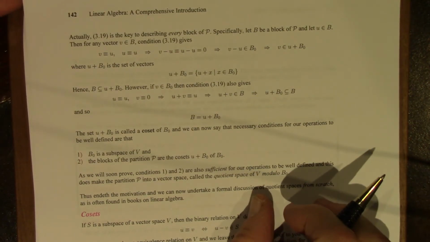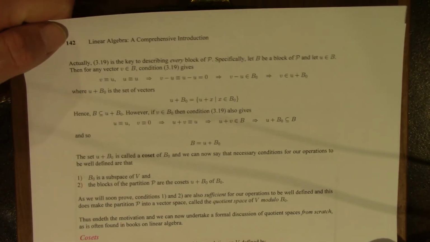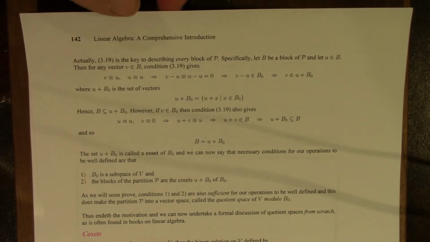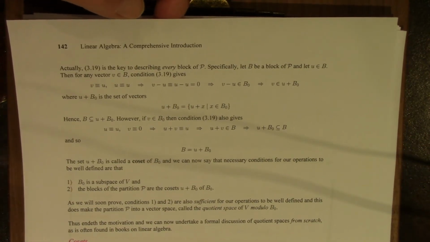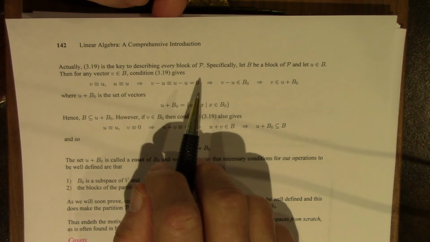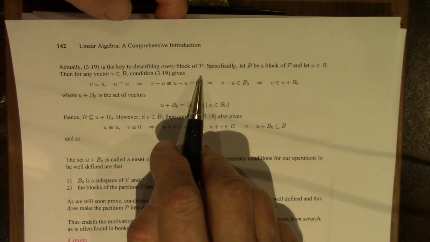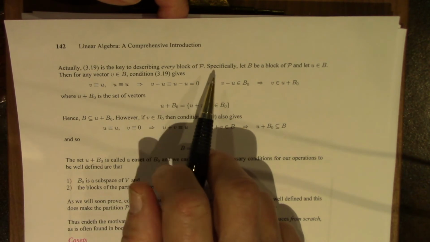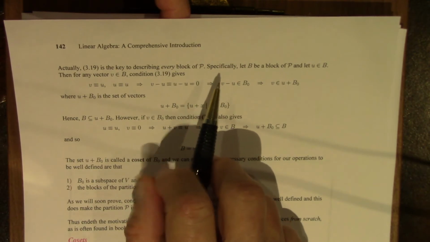But we're not done yet. That's not enough. Just because the block containing 0 happens to be a subspace of V does not imply that the operations are well defined. It's a necessary condition but not sufficient. In fact, our well-definedness condition gives us a lot more information about the partition than just the fact that B naught is a subspace. It, in fact, describes every block of the partition.